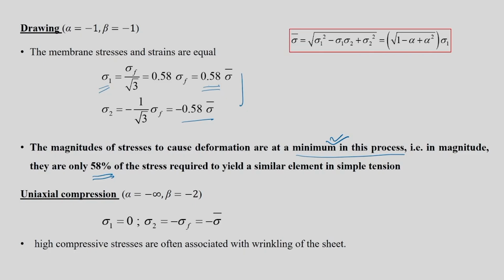So in uniaxial compression, you will see that since sigma 1 is 0, if you substitute here, you will get sigma 2 equal to, on the negative side, minus sigma f, and this is going to create a wrinkling on the flange of the sheet. And we have seen this example, uniaxial compression at the edge of the flange region. So you will see that you are going to have wrinkling because of this.